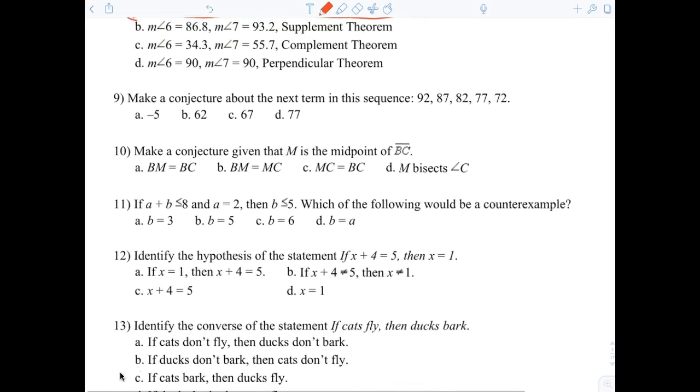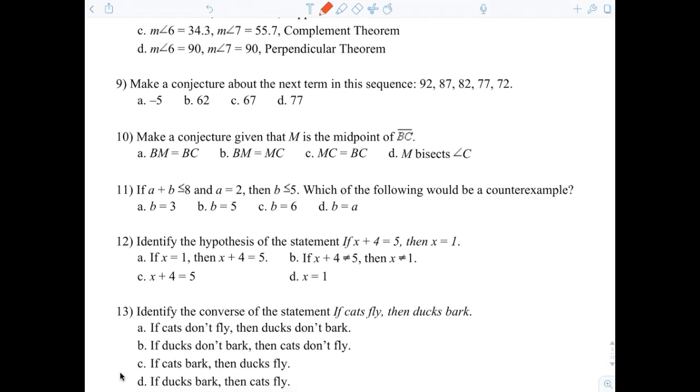All right. So number 5. Make a conjecture about the next term in the sequence. Looks like we're just doing what? Subtracting 5. So again, be careful. Don't put minus 5 down by accident. The answer would be what? 67. Subtracting 5.